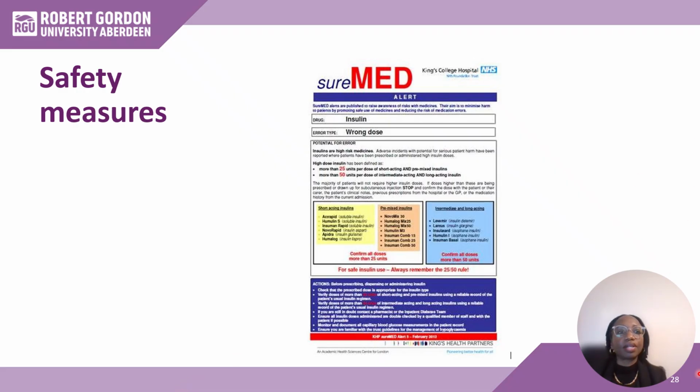Okay. So I thought I'd include this safety alert here, the SureMed alert from King's College Hospital. Again, it lists there the insulin and how the wrong dose was given. So this was an alert that was rolled out at that NHS board. So it's really important when these incidences happen that we get to learn from them. And I do like the fact that everything is disseminated so that we can all learn from these, and so that we don't make the same mistake. So that's really important.